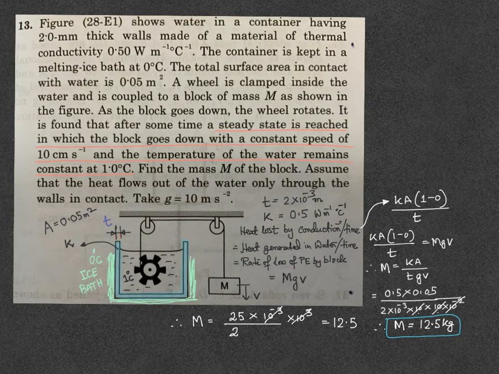This is a simple one, a heat balance equation. See here, heat lost by conduction is equal to the rate of heat generated in water. That means the rate of loss of potential energy by the block. Heat lost by conduction is the rate of loss of potential energy of the block. That means it is the heat generated in water, that is, the rate of loss of potential energy in the block.